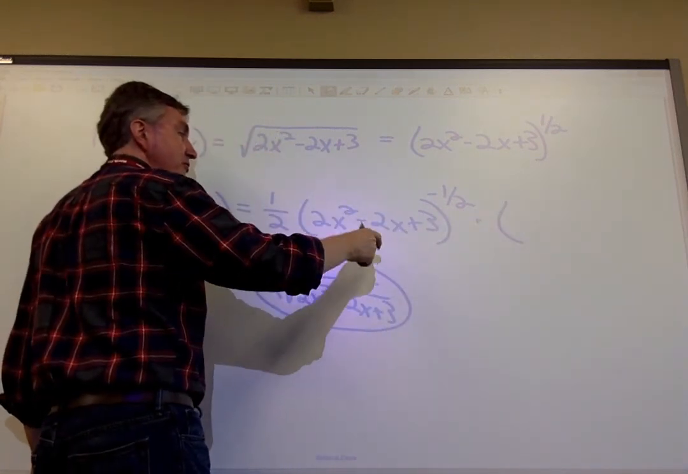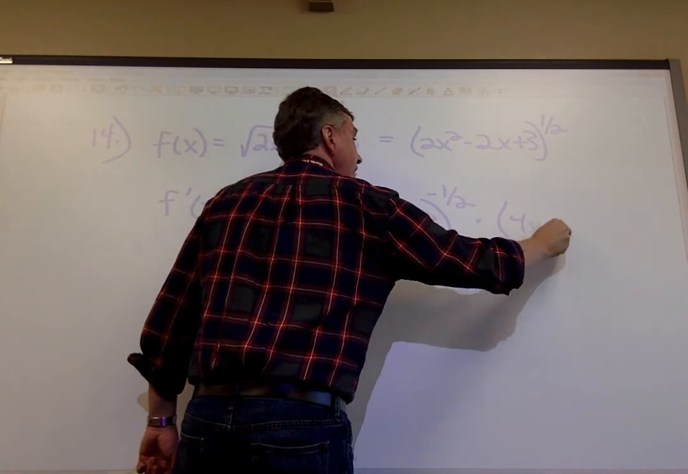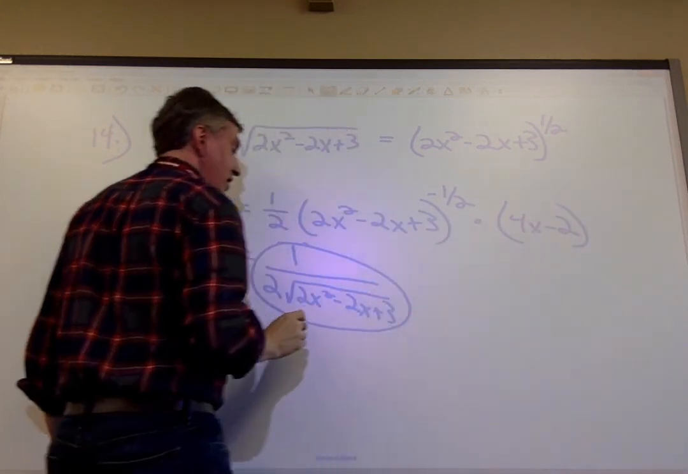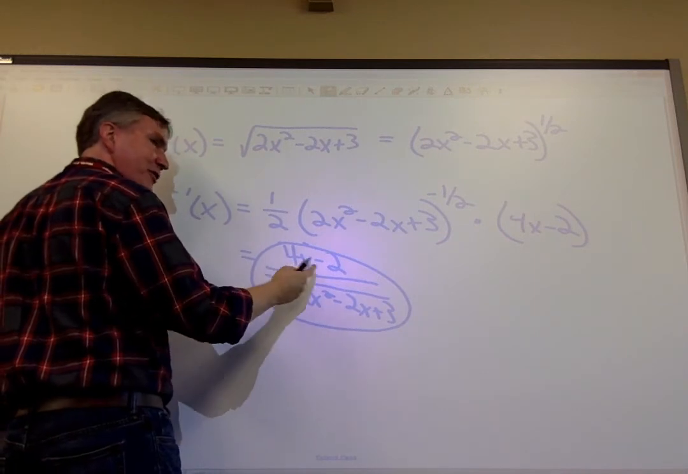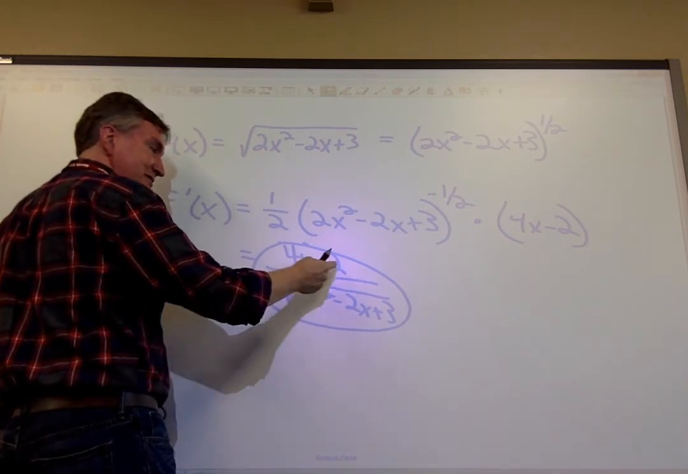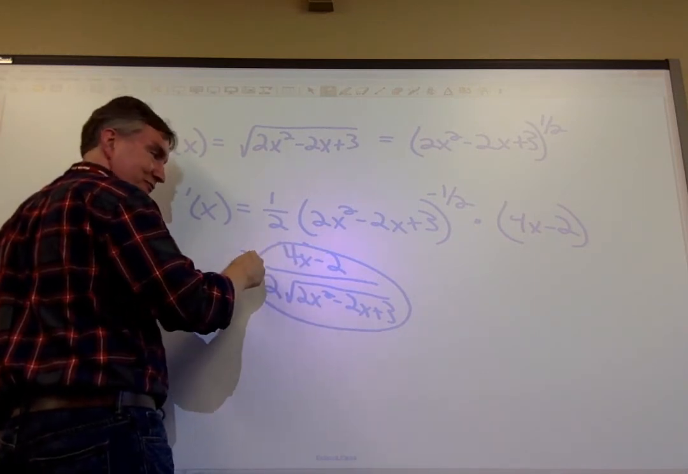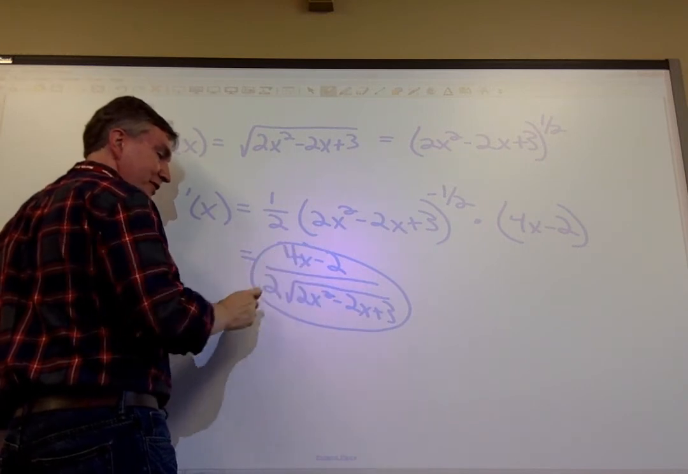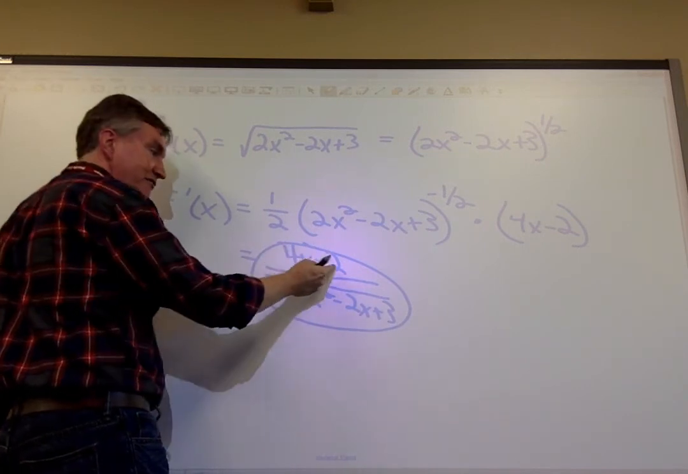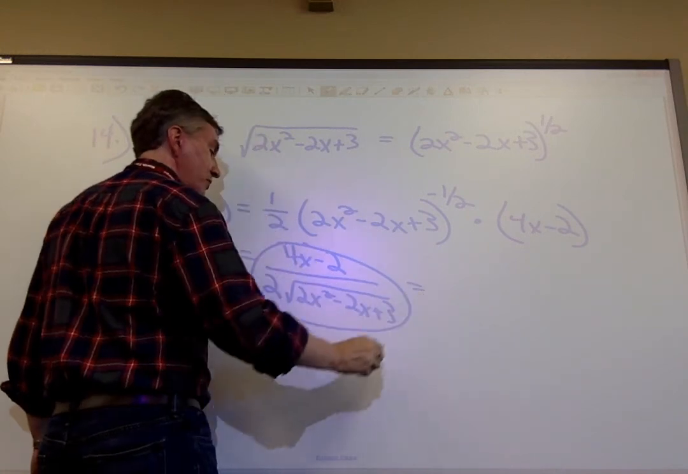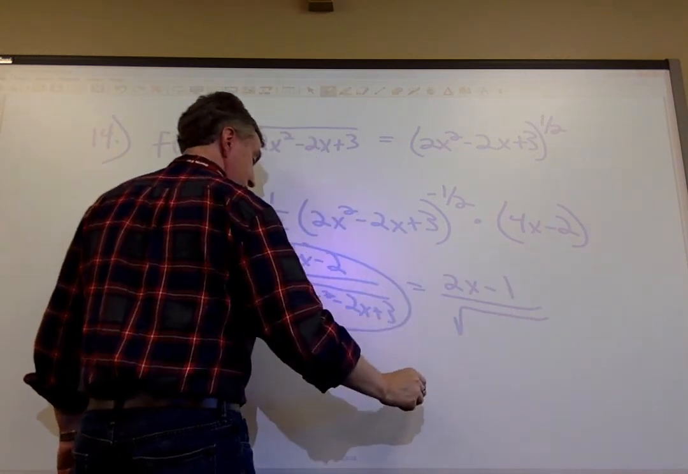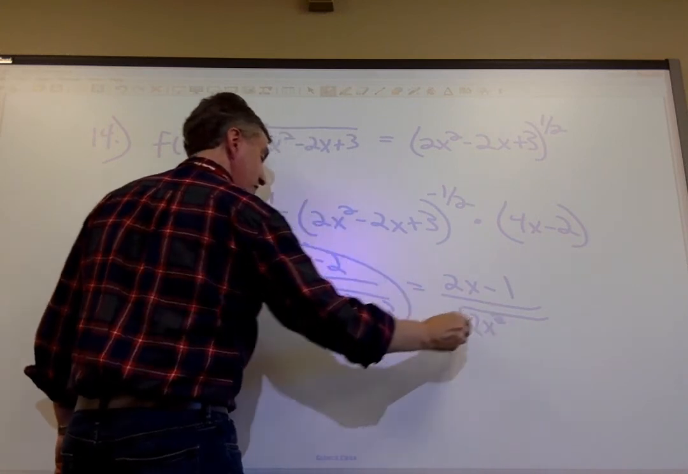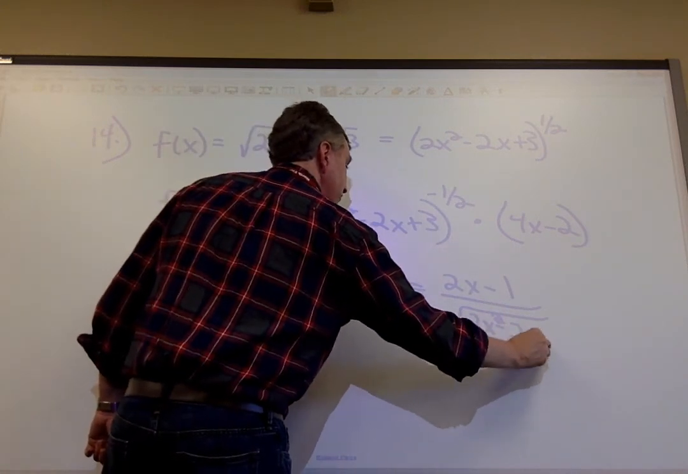What's the derivative of the inner? 4x minus 2. So I just put 4x minus 2 on there. So they would put 4x minus 2 up there. And what else could they do? Take out a 2, just be 1. 2x minus 1, and that would cancel. If I factor a 2 out, that would be great. 2x minus 1 over 2x squared minus 2x plus 3.